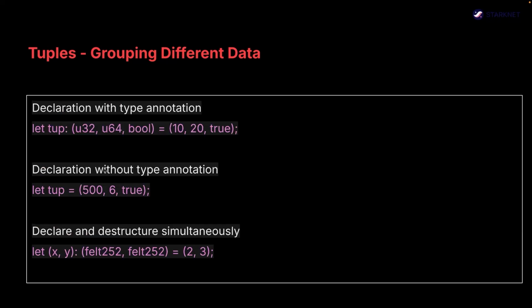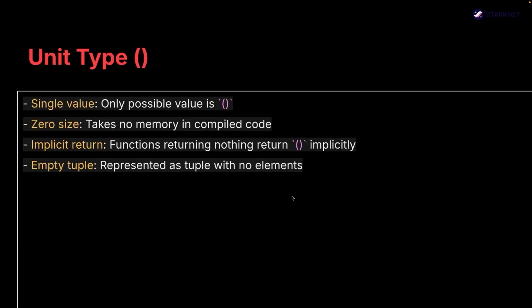You can do type declaration. And this is the structure. You can declare a tuple with type annotation. You can declare a tuple without type annotation, and let the compiler infer it, whatever type you want to use. There is the value called unit type. The only possible value is empty parentheses, right? Empty brackets. It cannot be anything else, just the empty brackets.